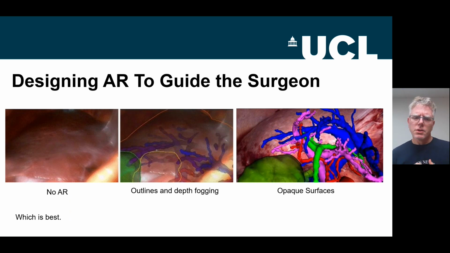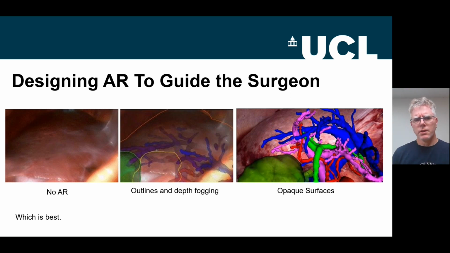But what's an unknown question, and what we're trying to build a research pathway on, is trying to design that augmented reality system to maximize the benefit to the surgeon and to the patient. So here are some examples. On the left, we've got no augmented reality. In the middle, we've got the example we just showed you with outline rendering, depth fogging. And on the right-hand side, we've got basically the same image, or very similar, but just showing plain opaque surfaces overlaid, which, as you can see, tends to obscure actual anatomy.